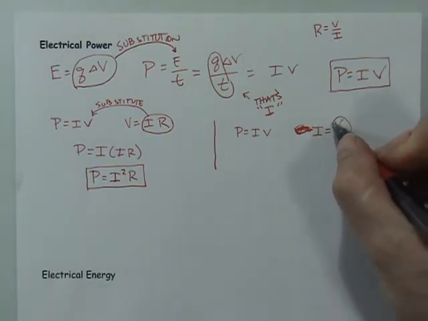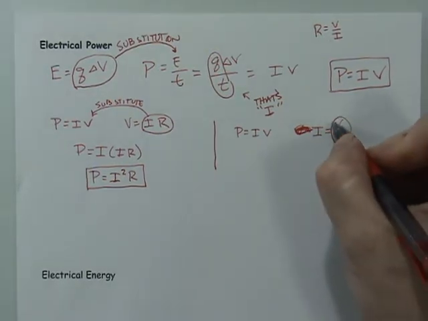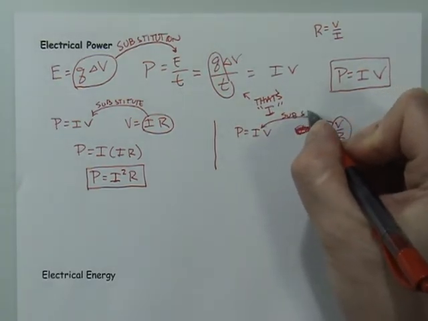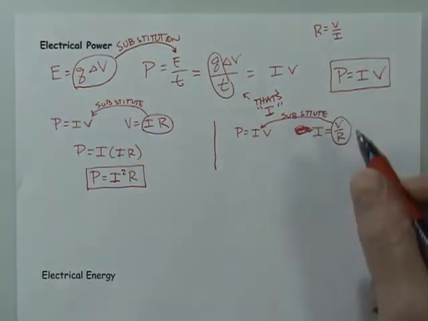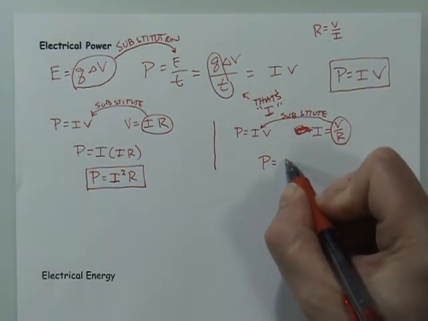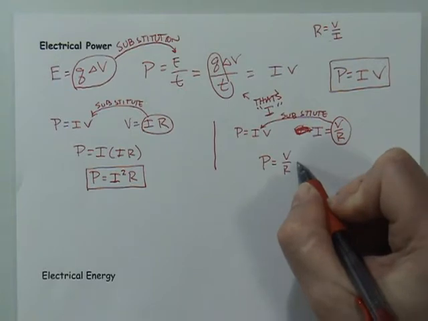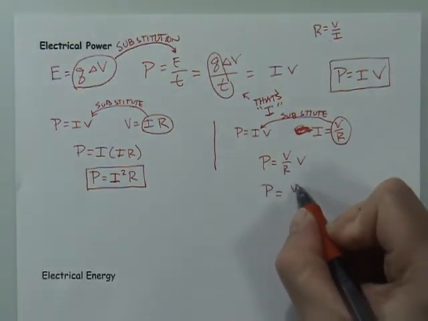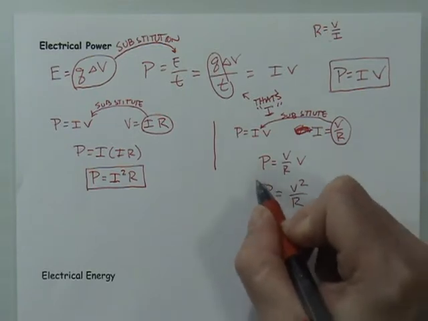So we'll do the same thing that we did in the previous derivation, except this time we will substitute for I, and we'll end up with this equation. P is equal to V over R times the quantity V, or that is to say that P is equal to V squared over R.